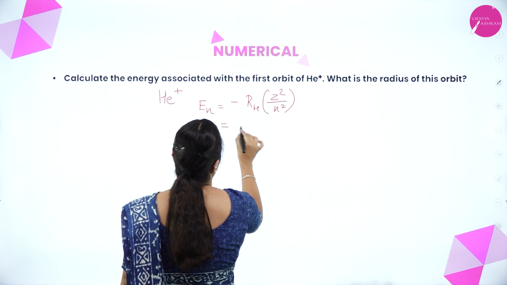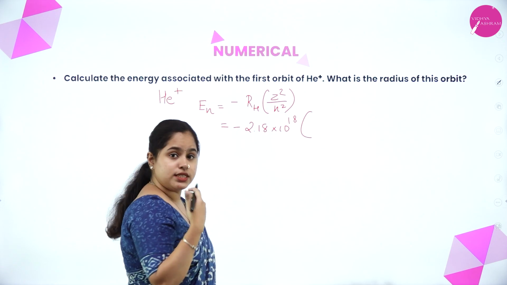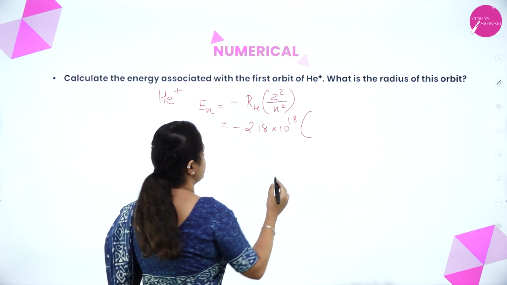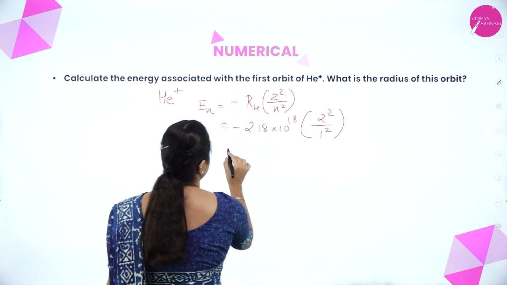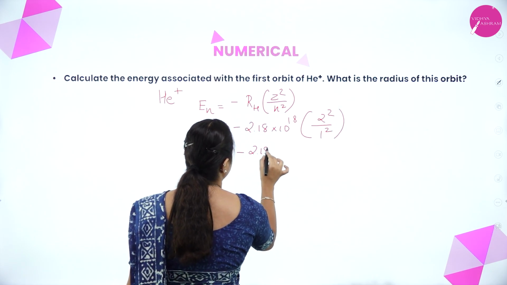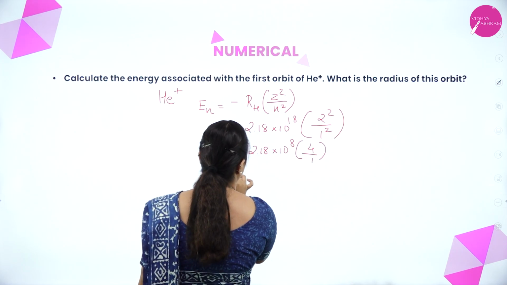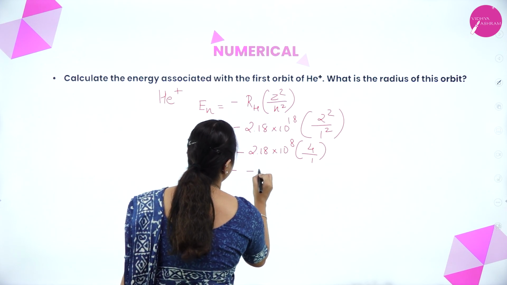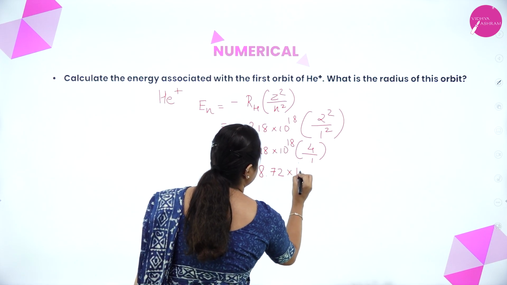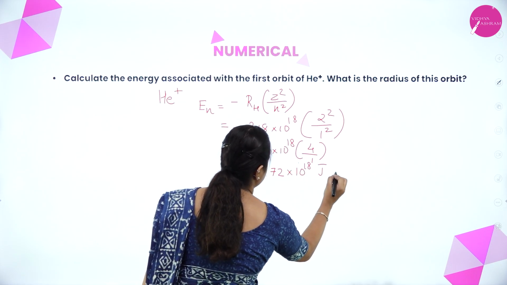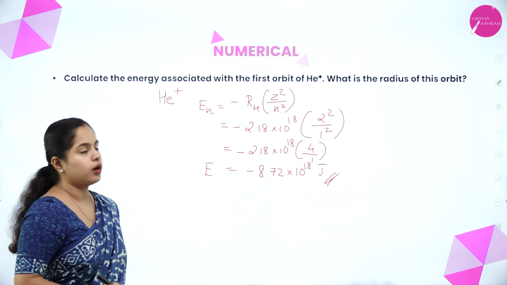So what it will be? Minus 2.18 into 10 to the power minus 18 into, what is the atomic number of helium? It is 2. It will be 2 square by 1 square, right? So that will be minus 2.18 into 10 to the power minus 18, 4 by 1. Clear? So the final answer will be minus 8.72 into 10 to the power minus 18 joules. So that will be the energy with the first orbit of helium plus.